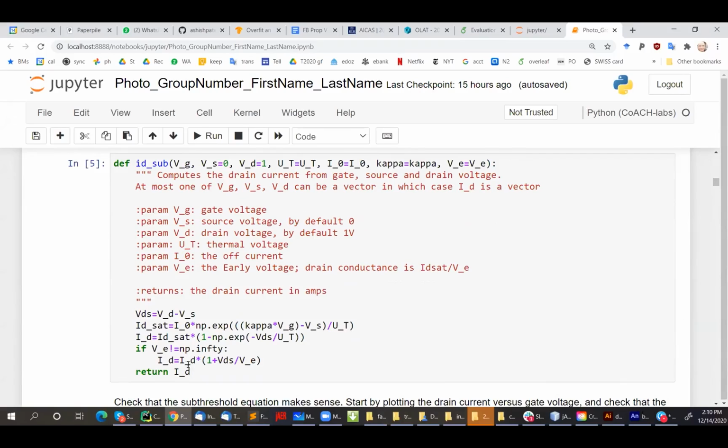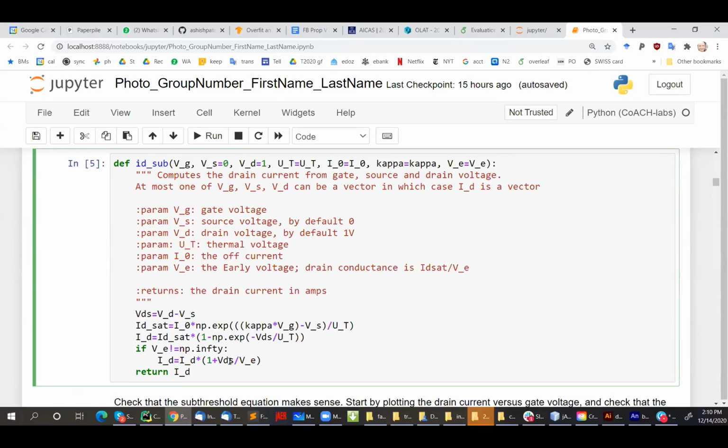And before, there was actually an assumption that this current at which you compute the drain conductance is the actual current. It's not the saturation current. So now it explicitly computes the saturation current as I0 e to the kappa VG minus VS over UT. That's the constant current part, right? And then it says that the actual drain current without the drain conductance is ID sat times 1 minus e to the minus VDS over UT.